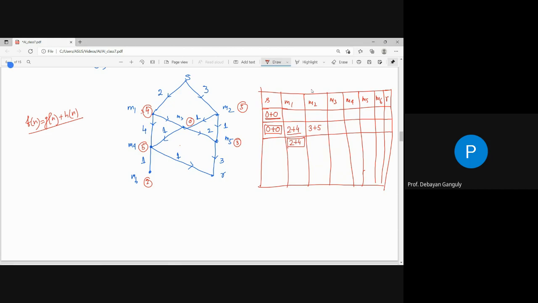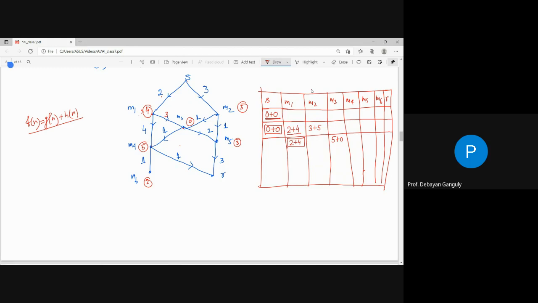And of course, now from M1, if I find the successors, they are M3 and M4. Already from S to M1, the cost is 2. The cost between M1 and M3 is 3, I think. That means the total cost is 2 plus 3, which is 5, and the heuristic is 0. So if I want to reach M3 from M1, that has cost 5 plus 0, right? This is the corresponding M3.